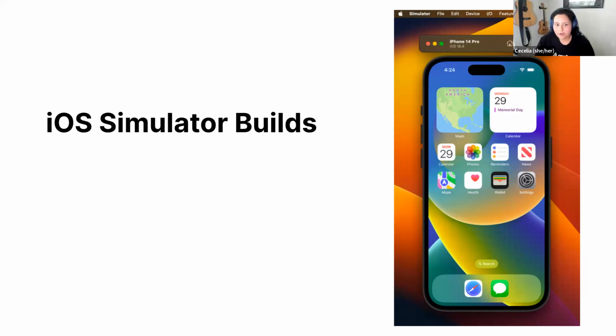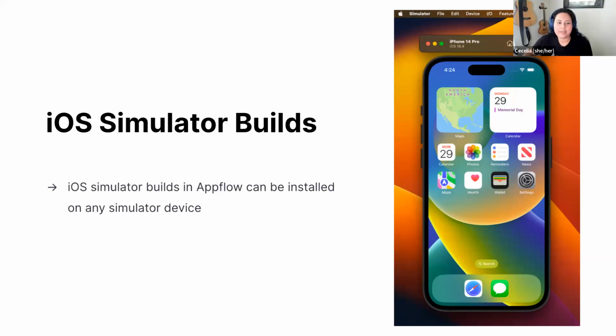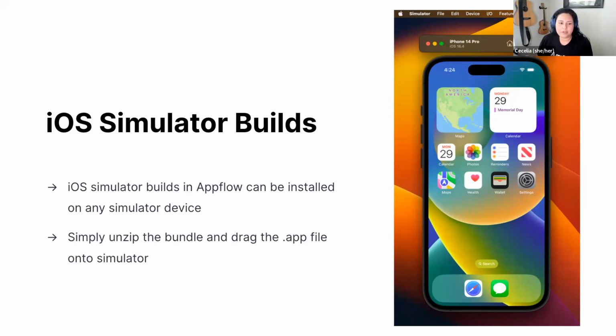If you are familiar with generating signed bundles of your mobile application, for iOS, you do have to use signing credentials for any type of build that will run on an actual physical device. So this makes it a little bit more complex to create these bundles because you have to deal with signing credentials. But with iOS simulator builds, you can run them on any kind of simulator without having to sign the bundle. You can create simulator builds in Appflow, and they can be installed on any simulator device. You simply download the bundle and then unzip it.